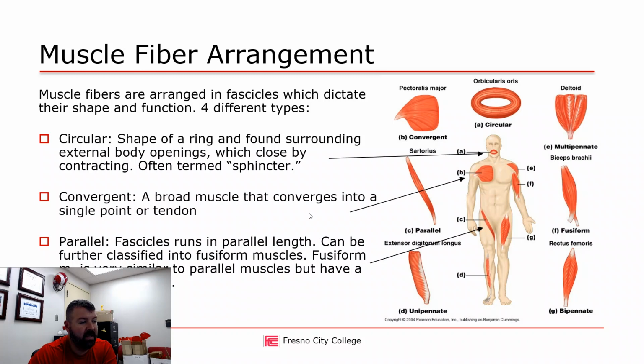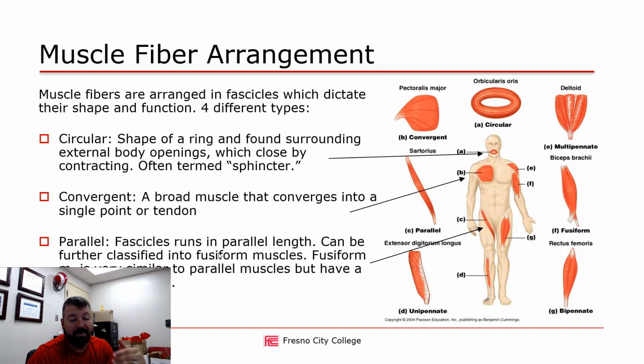This one is common, like on the pectoralis major, where you have this big muscle that attaches to the whole part of the chest, and it converges down into one single point on the humerus. That is an example of a convergent muscle. It can contract pretty hard. We also have parallel muscle fibers.